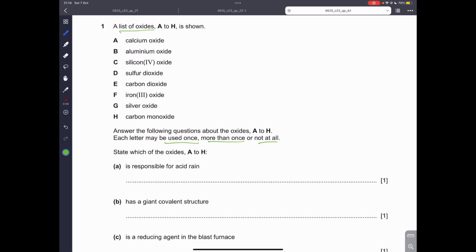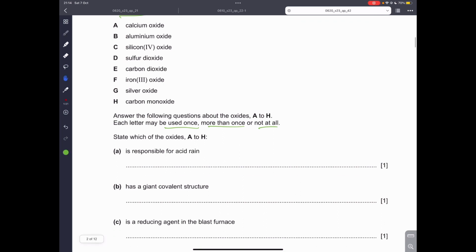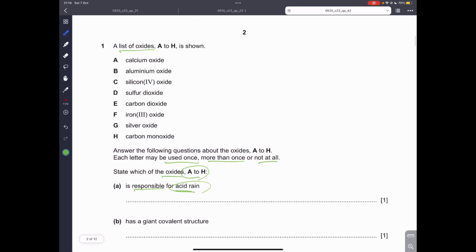Okay. So state which oxide, A to H, is responsible for acid rain. Now if you look at the list of oxides that they have given, acid rain is responsible mainly because of the non-metal part. So basically the acidic part, non-metals are acidic, they form acidic oxides. So this is the very basic concept that you have to understand. So here it could be sulfur dioxide. So we could write D here as the answer.